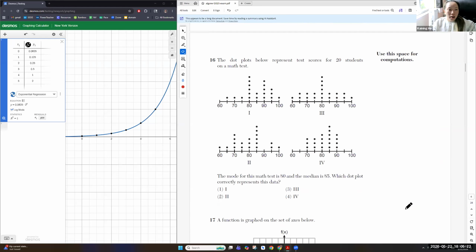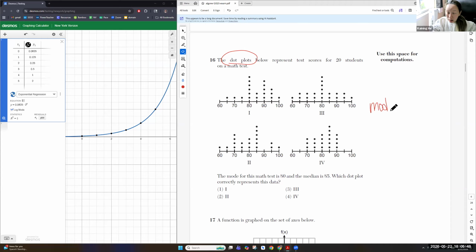Let's take a look. The dot plots. We're going to spend the last Monday before the regions on dot plots and box and whisker. And let's take a look at what happened here. They said that for 20 students in the math test, the mode of this math test is 80 and the median is 85. Which dot plots correctly represent the data? Okay, so this is actually a key point, talking about what is mode and what is median.